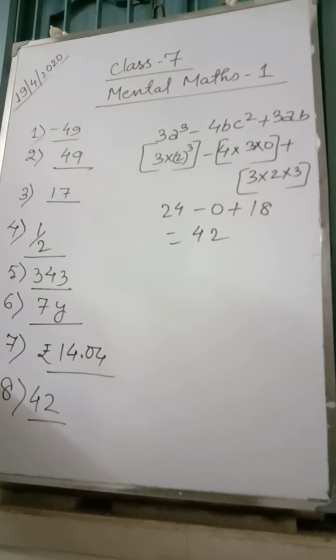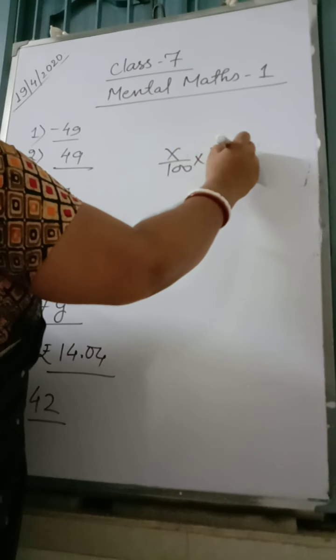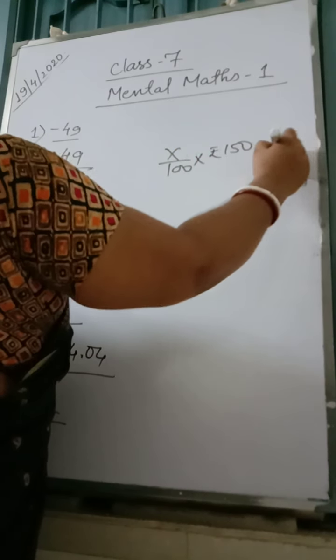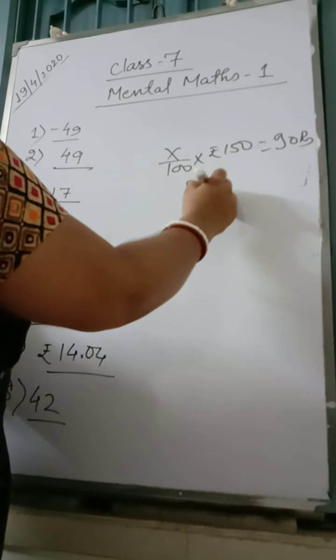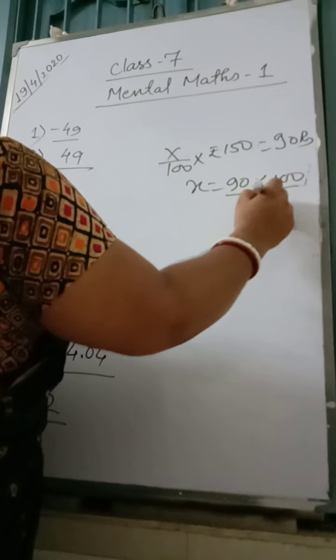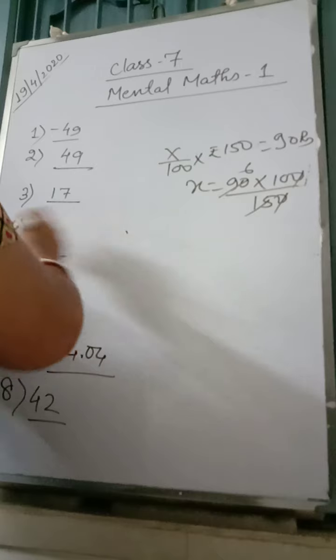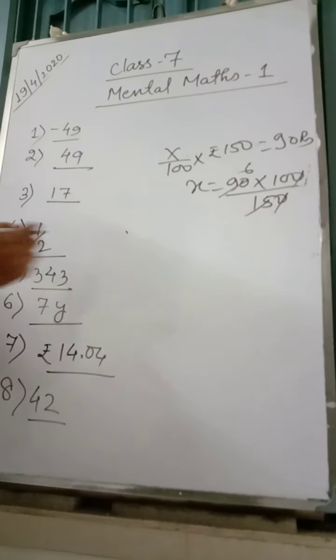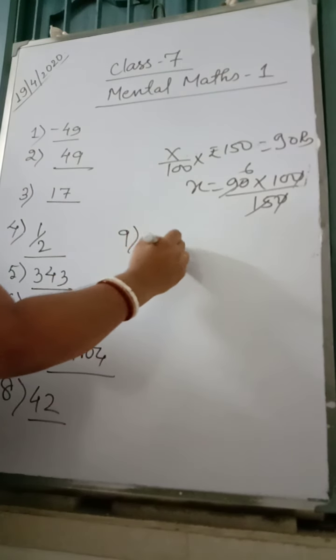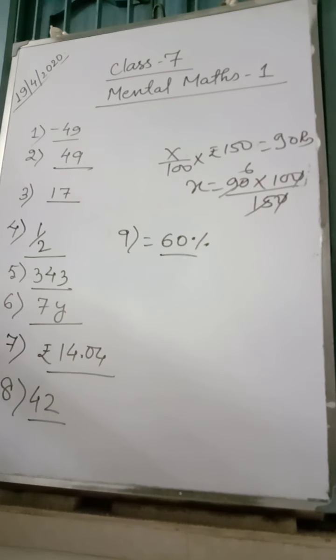If x% of rupees 150 is 90, then x is? x by 100 of rupees 150 is equal to 90 rupees. So x is equal to 90 into 100 by 150. It is 60%. Number 9: the value of x is 60%.